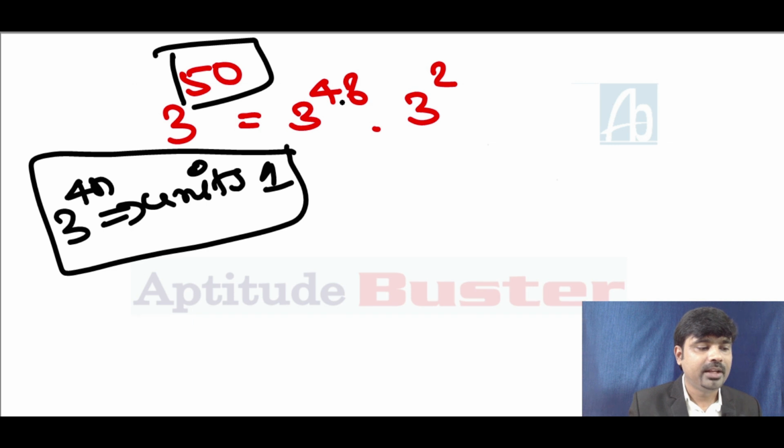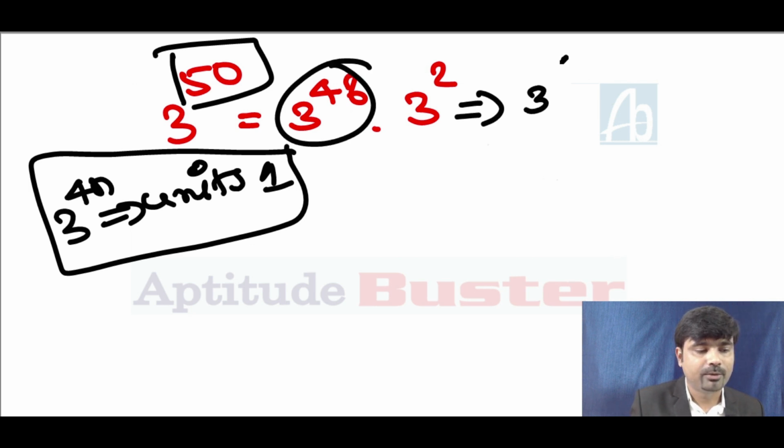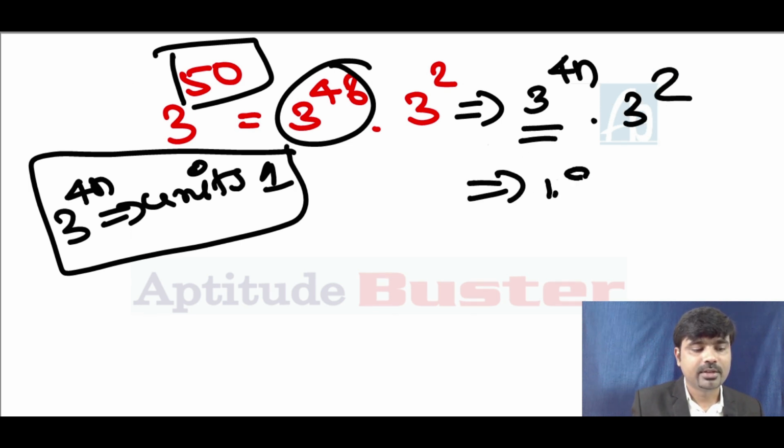Here in 3 power 50, the multiple of 4 nearest to 50 is 48. So 3 power 48 into 3 power 2. 3 power 48 is 3 power 4n, whose unit space is 1, into 3 square, which is 9. The unit space is 9.